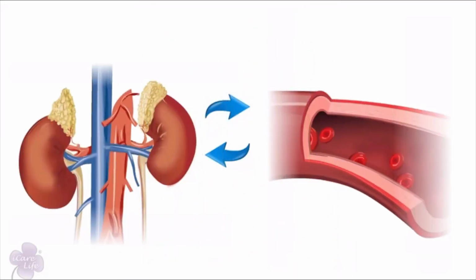The process of controlling blood pressure and salt level is as follows. If blood pressure and salt level drops, kidneys secrete renin. If the blood pressure or salt level is high, no renin is secreted.